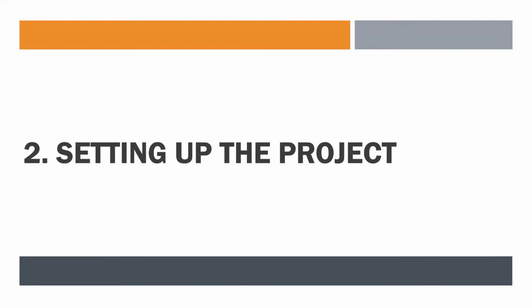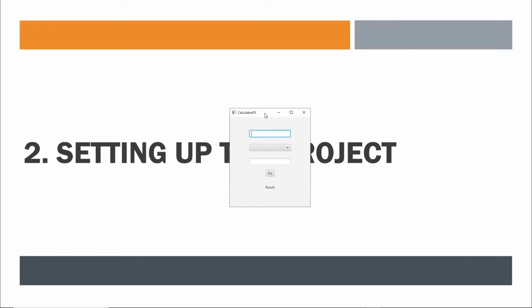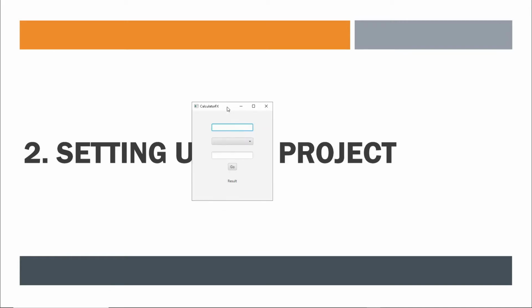Okay, now it's time to set up the project we are going to work with. In our case, we are going to implement a simple calculator that lets us add, subtract, multiply, or divide two numbers. This is our application, what we are going to build, and as you can see, we can type any two numbers in these two text fields, choose the appropriate operator from the combo box in between, and check the result in the bottom label. This is what we are going to do in the next steps.